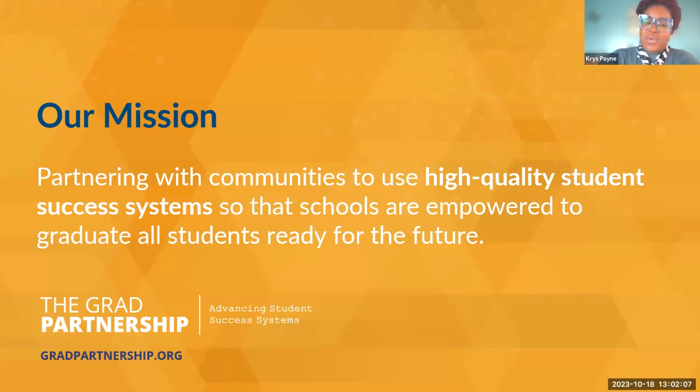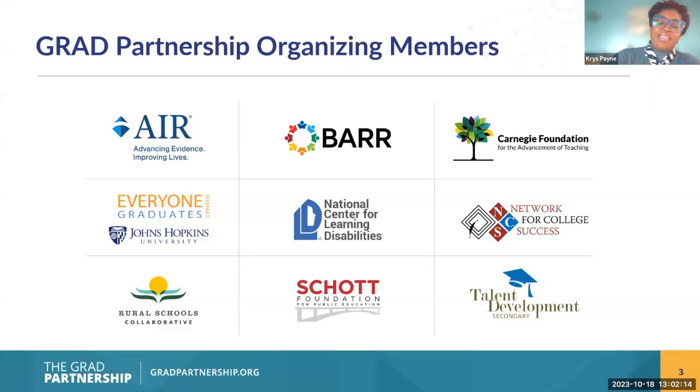Now, as far as the Grad Partnership is concerned, we are a consortium of 9 partner organizations, as you can see on this slide. Each of these organizations comes to this partnership with decades of experience working directly with schools, with school districts, even with state departments of education. And we all specialize in supporting educators like you to implement early warning systems, on-track systems, MTSS systems, and other student support and school improvement systems across the nation.